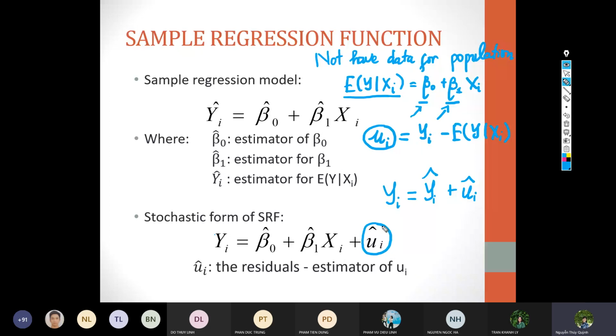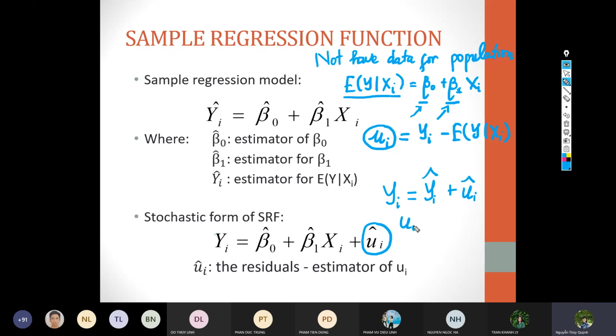Remember that. In the sample regression model, you only have the residuals, not the disturbance. The disturbance only appears in the population regression model, and it represents the difference between the observed value of y and the conditional expected value of y. But residuals only appear in the sample regression model, and residuals are different.